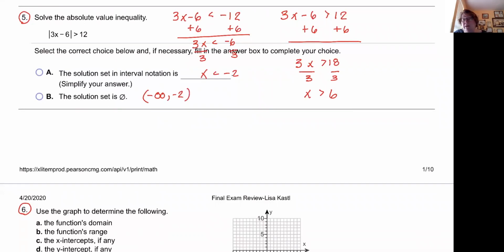For x is greater than 6, that means all the numbers to the right of 6. All the numbers to the right of 6 we denote as 6 to infinity. And we're going to join those with a union symbol. The next problem we're going to do is number 6.